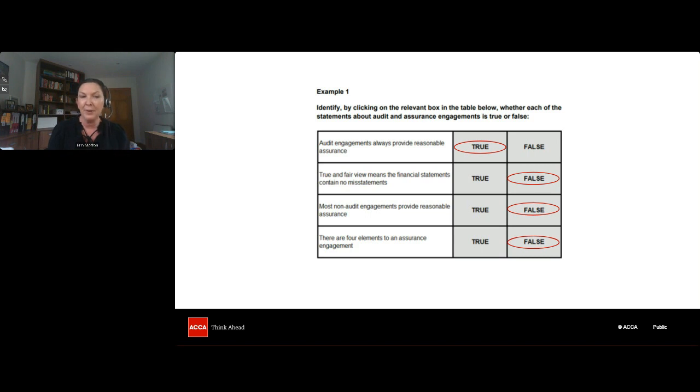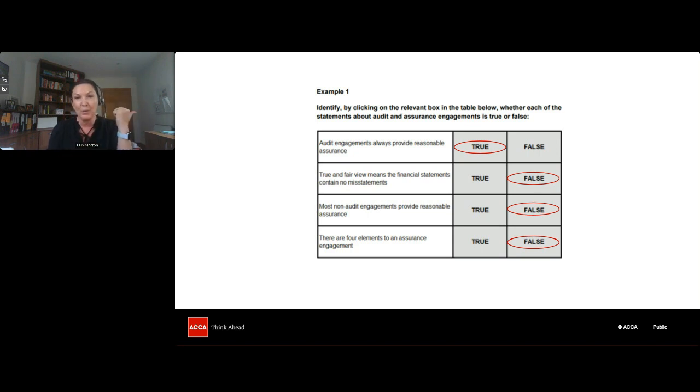And then finally, there are 4 elements to an assurance engagement. There are not 4 elements to an assurance engagement. There are 5. Remember the 5. We need to have, in every assurance engagement, the 3 parties involved in the process. So we'll have a practitioner, we will have a responsible party, and we will have an intended user. So we have those 3 parties.